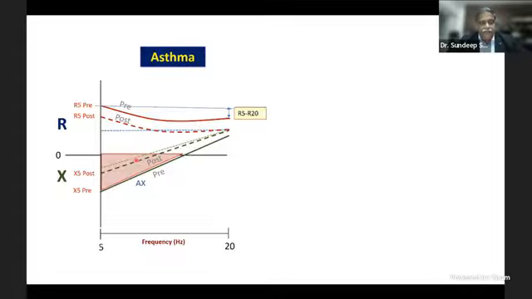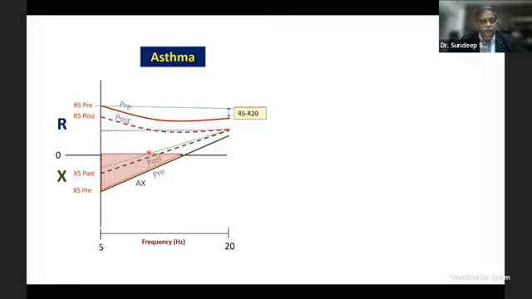Now, this green dotted line, as I said, is the line of reactance. This point is the resonant frequency. So see what has happened to the X5 value in an asthmatic patient. Compared to a normal healthy individual, it has become more negative.